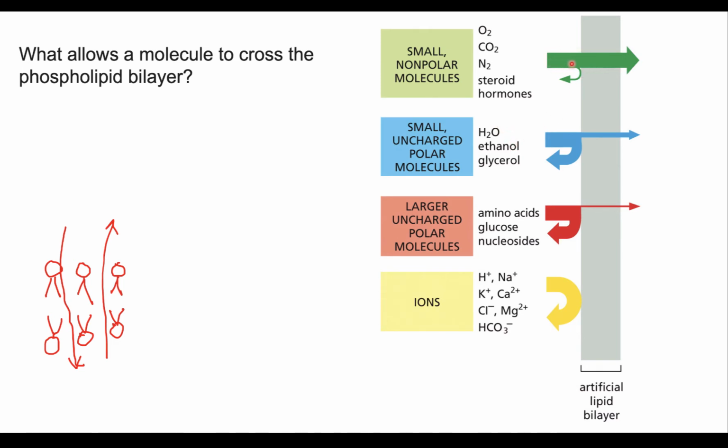But if you notice, the blue arrow is not as thick as compared to the green. This means that it's much harder for water, for example, to cross the phospholipid bilayer. It's not going to move as quickly or as many at a time.